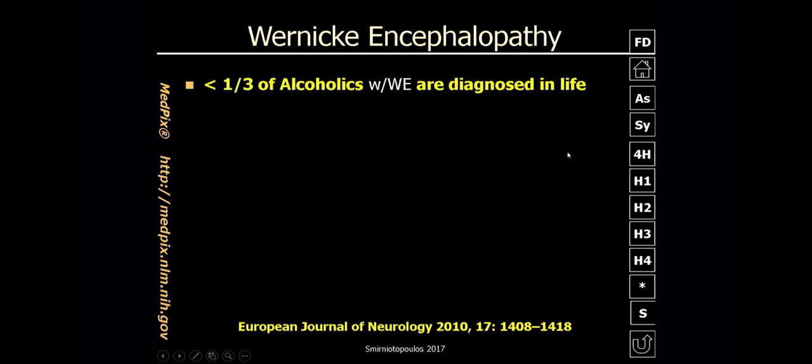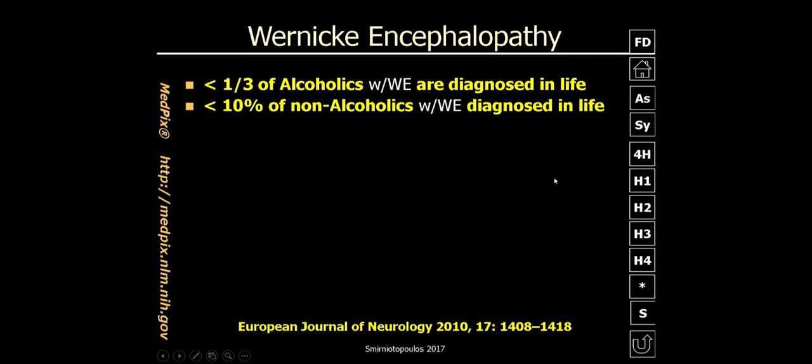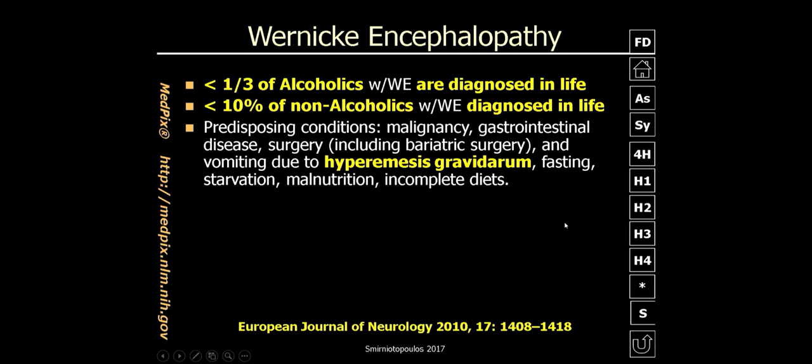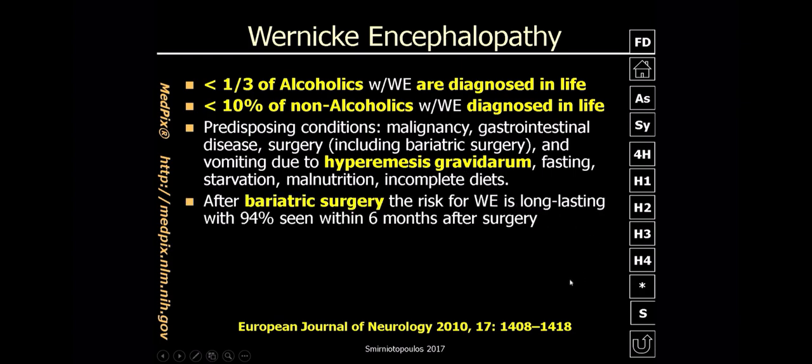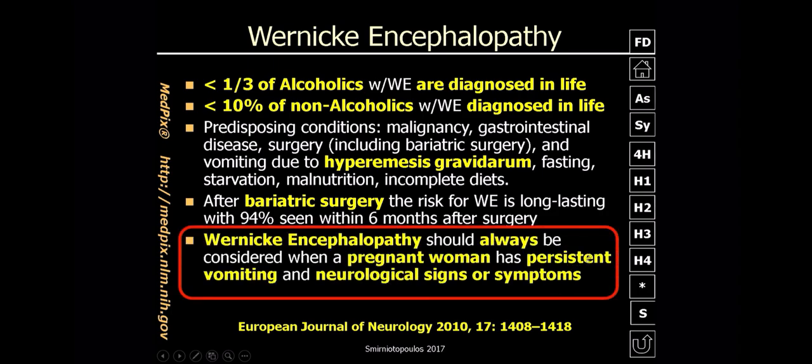So less than a third of alcoholics are diagnosed in life. Less than 10% of non-alcoholics are diagnosed in life. You can save the patient's life if they're given thiamine before they get glucose. And one of the things, again, to remember is hyperemesis gravidarum. It also occurs after bariatric surgery. And this is a pearl from the literature. Wernicke's encephalopathy should always be considered when a pregnant woman has persistent vomiting and neurological signs and symptoms.